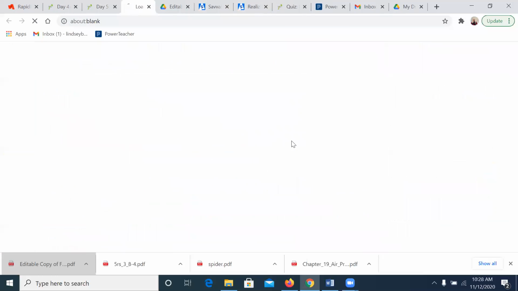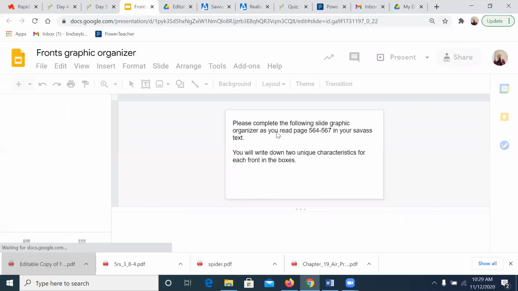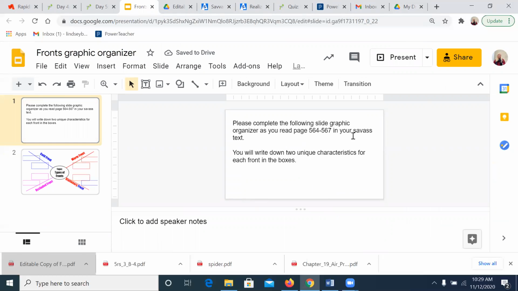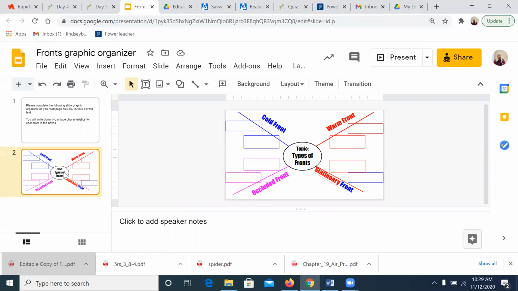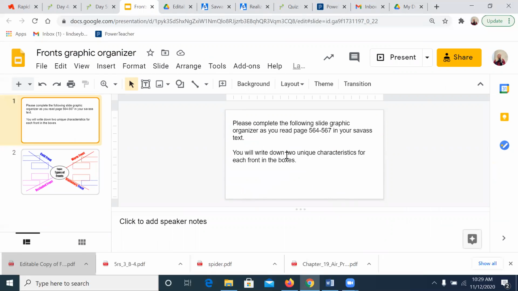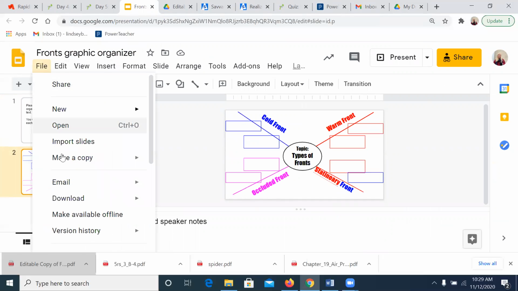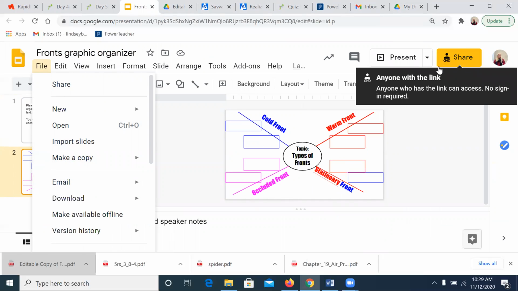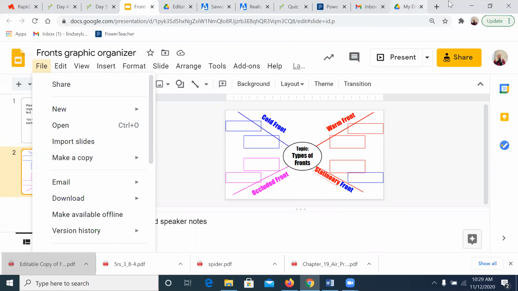As you do it, you're going to fill out this graphic organizer. Please complete the following graphic organizer as you read in Savas. You're going to click right to two unique characteristics of each front in the boxes. Remember to file, make your own copy, and change the share settings to anyone with the link. All right, back to our notes though.